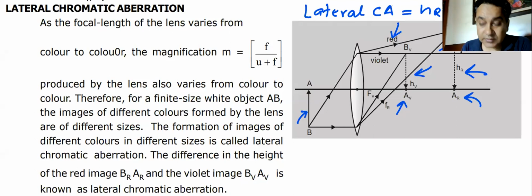If this question comes, I'm sure not many students will be able to solve this. So you will have an edge, you will score plus 4 here. HR minus HV is known as lateral chromatic aberration. Do we understand this? Longitudinal is along the axis, and this is lateral, which is perpendicular to the axis. I'll give you a minute to note it down. Please note it down, and I'll be back.